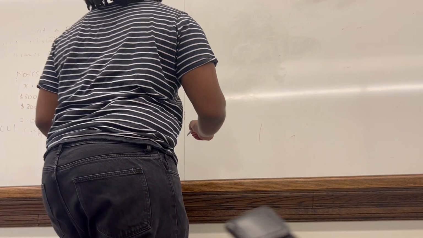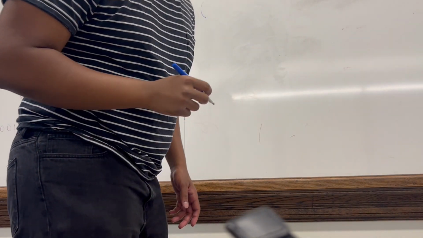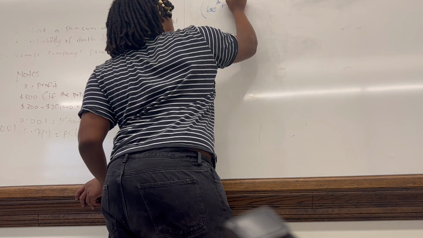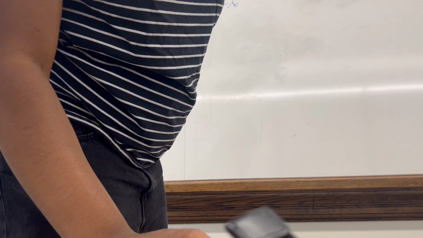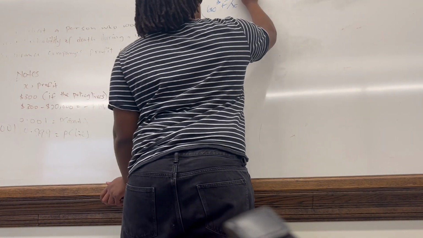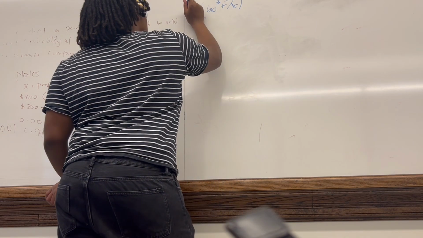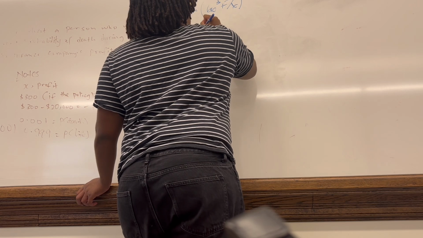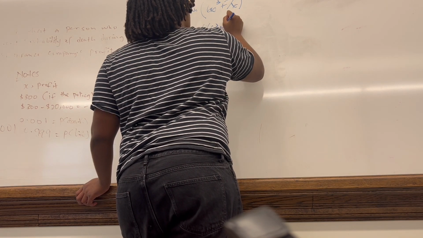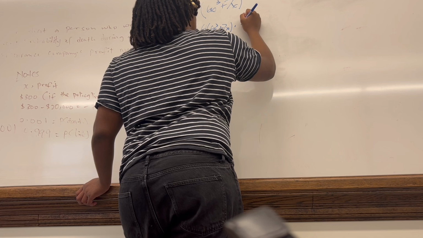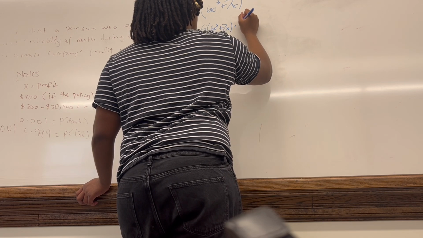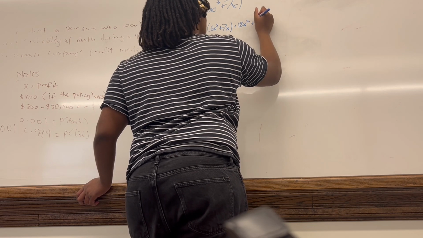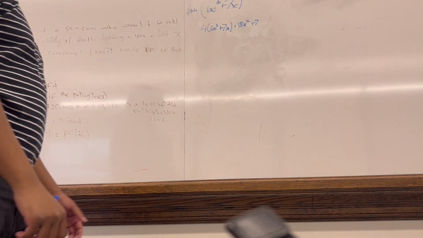Let's start off with 6x cubed plus 7x, to the power of 4. This is a very simple one. It's just going to be 4 times 6x cubed plus 7x cubed, multiplied by the derivative of the inside, which is going to be 18x squared plus 7. Very simple, very easy.